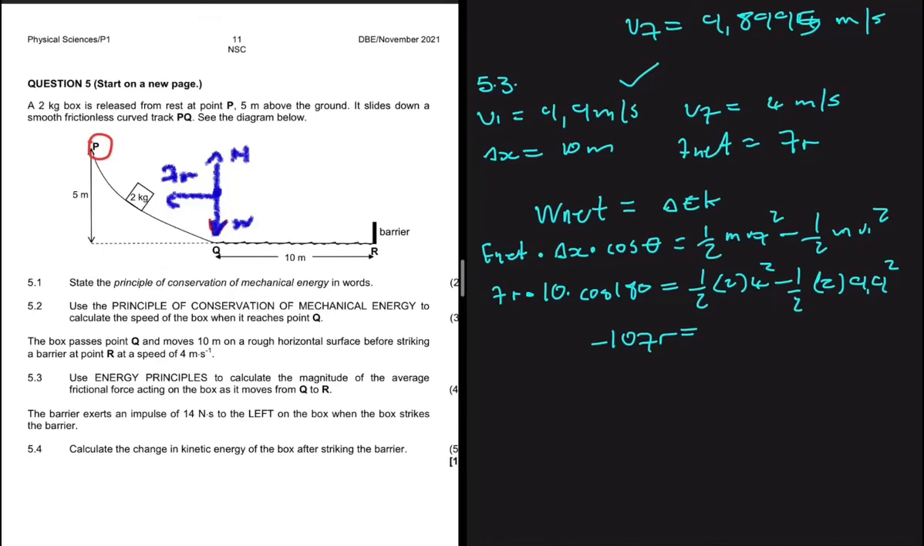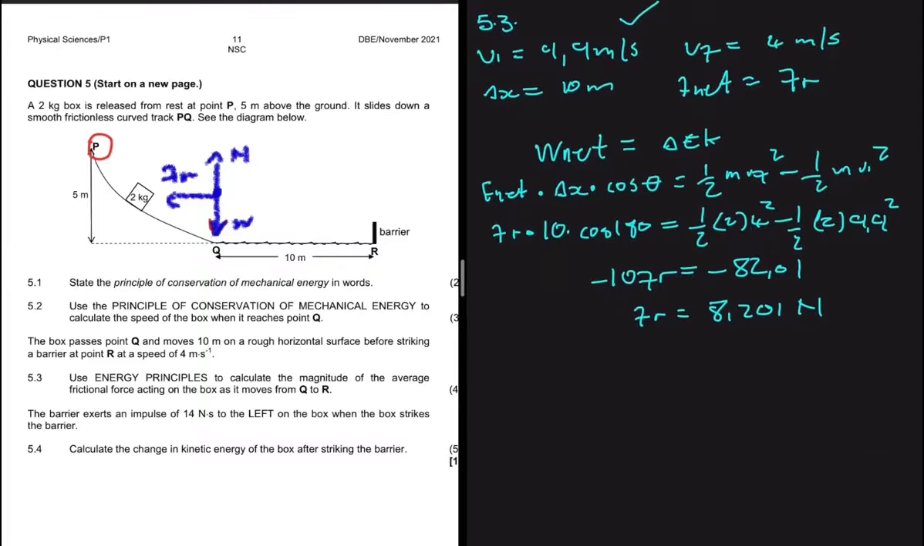So if we solve the right hand side, we're gonna get minus 82.01, and then if we divide that by minus 10 in attempt to find FR, we're gonna get the frictional force being equals to 8.201 newtons. Right, so that is 5.3. Let's move to 5.4. If there's any questions, there's any ambiguity, you gotta let me know in the comments.